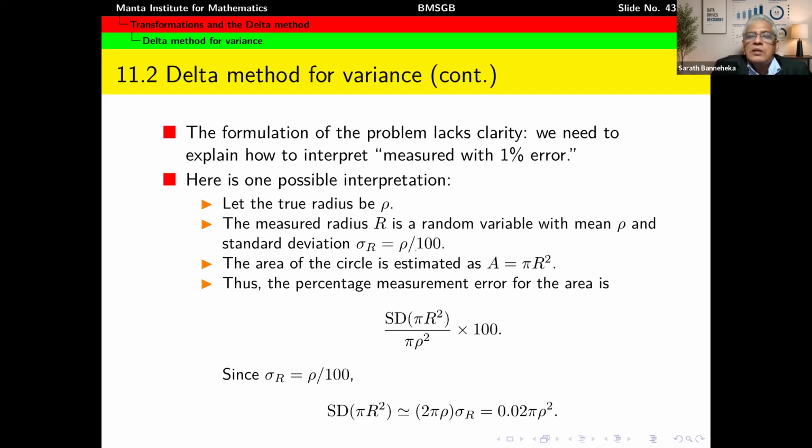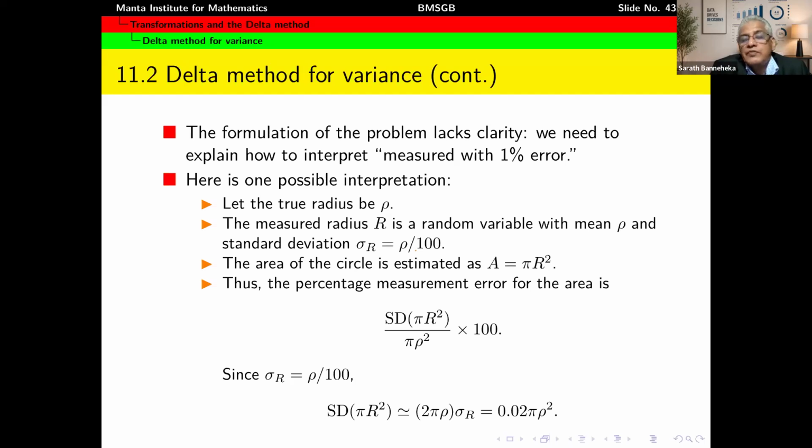So maybe this client is telling that measurement with 1% error means the standard deviation of R, sigma R, is equal to rho divided by 100. So sigma R is taken as the error, and error is equal to 1% of the actual value. So that is another way to interpret it. If that interpretation is the same as the interpretation of the client, the answer will be correct here, right?